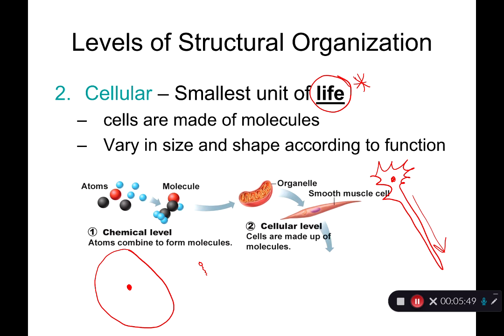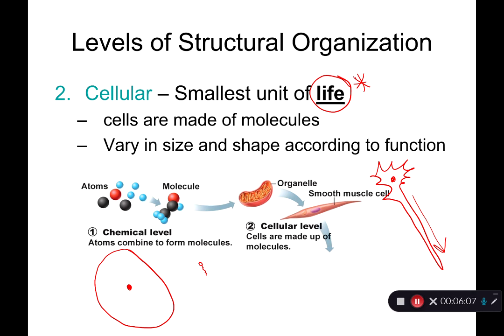And they are moving. And so these two cells, even though they're both involved in reproduction, their function is a little different. And so they look different. Okay, so in terms of the cellular level, they're always going to vary in size and shape based on function. So that's our smallest unit of life.